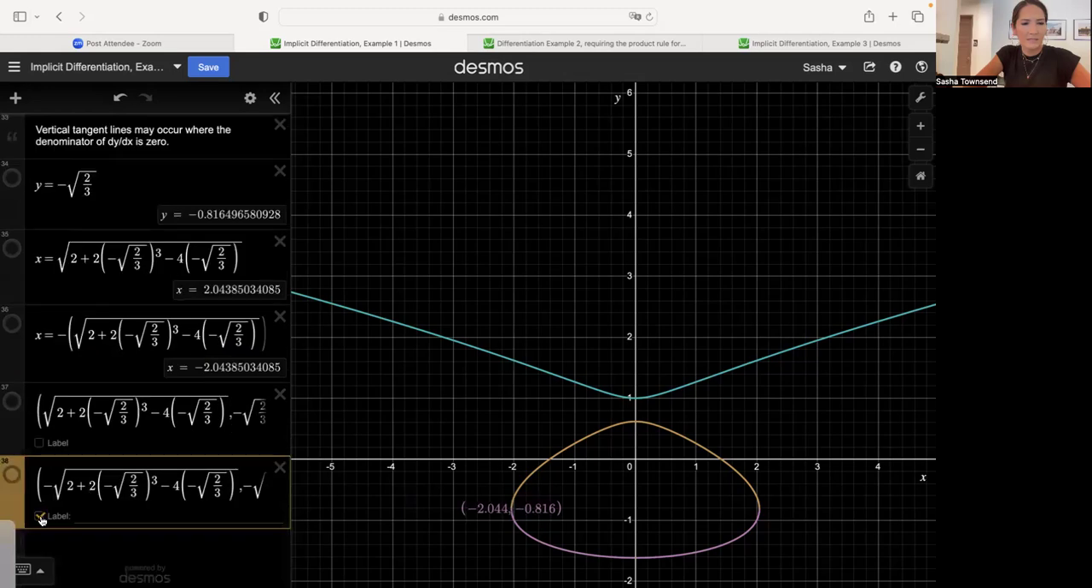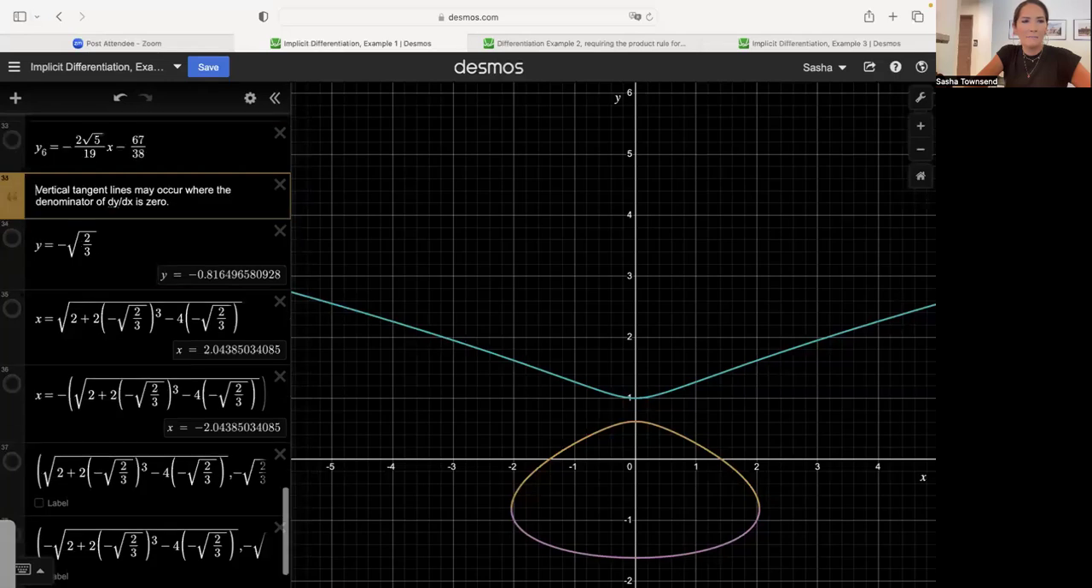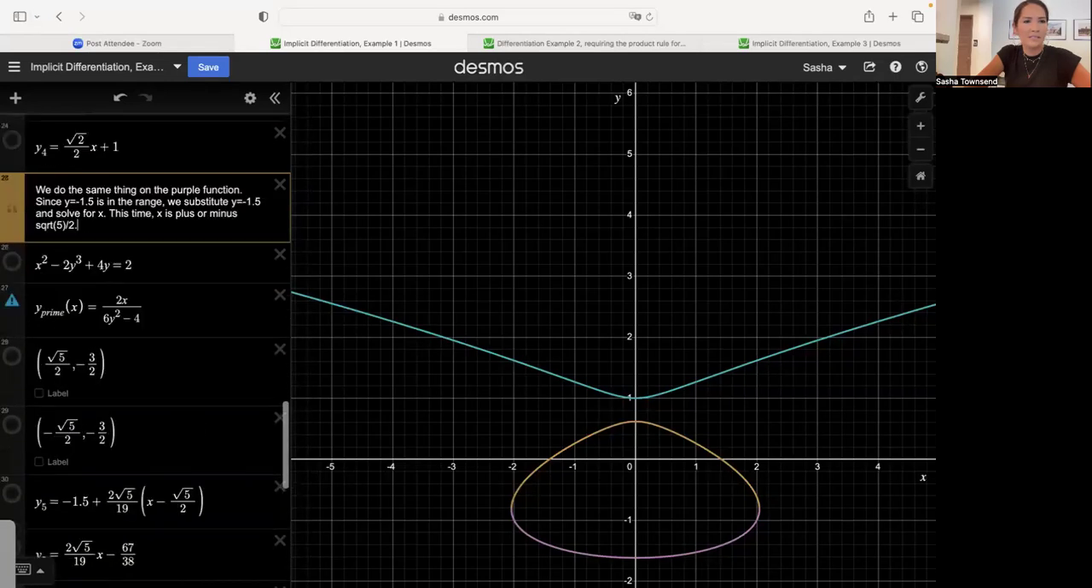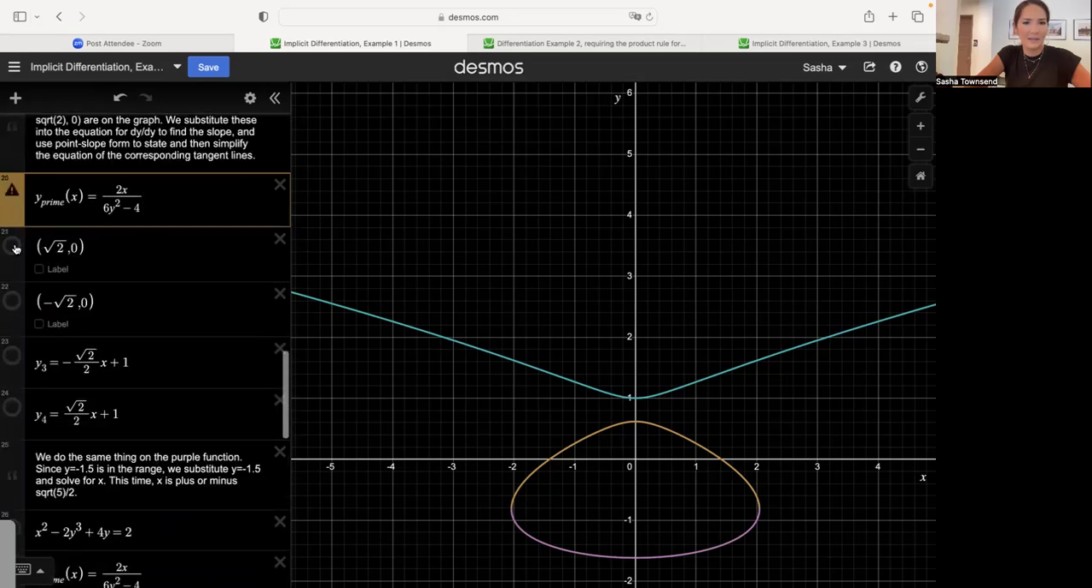All right. So this is about implicit differentiation. Now, let's look at a couple of those points. I like the points of intersection with the x-axis a lot.